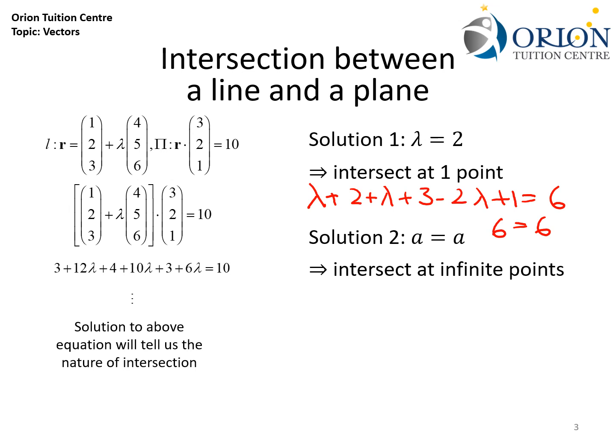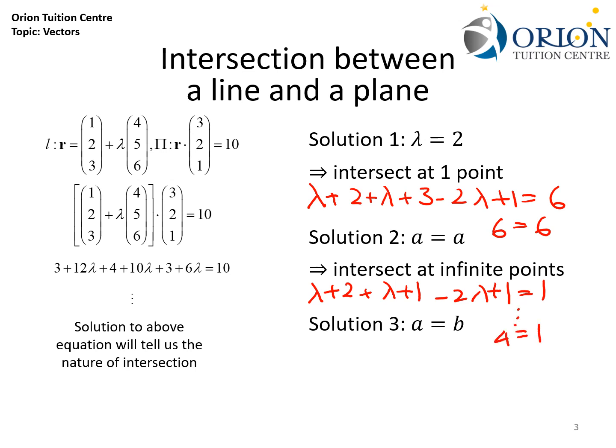Lastly, we may also have the case where the equation is reduced into a constant equals another constant. For example, we may have lambda plus 2 plus lambda plus 1 minus 2 lambda plus 1 equals 1, which reduces into 4 equals 1. Then this means that no matter what value of lambda we choose, the equation will never be satisfied, and thus the line will not intersect the plane.